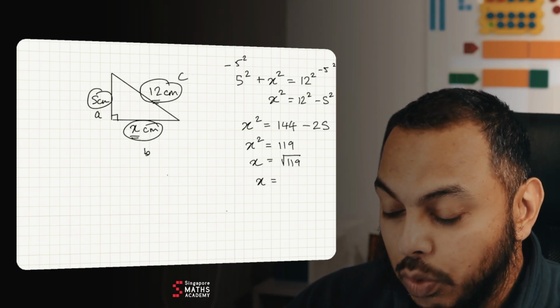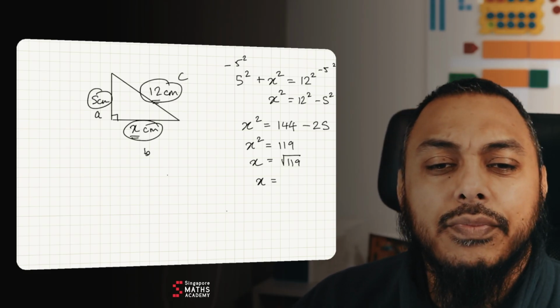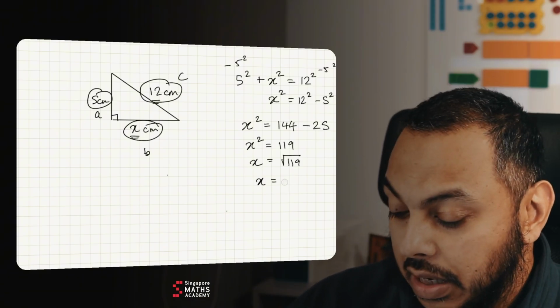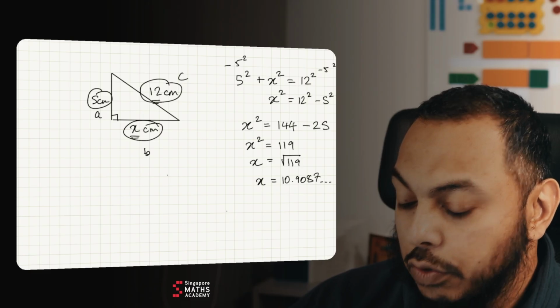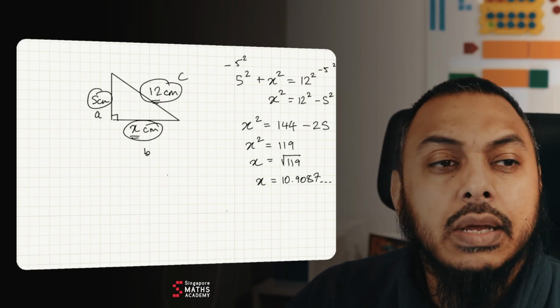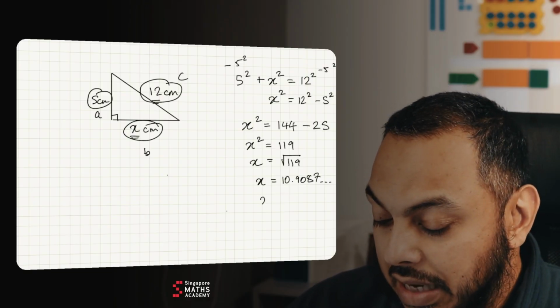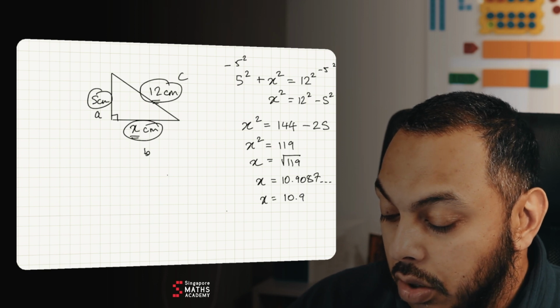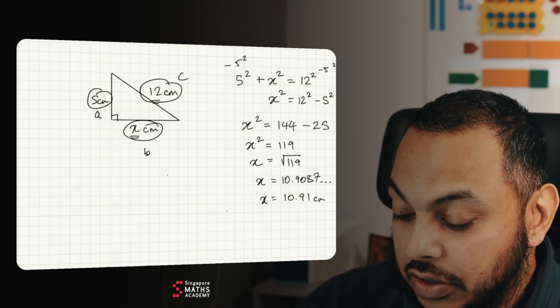And so we can work that out, right? Square root of 119, what's that equal to? Looking at the calculator, it says 10.9087, and it goes on. Now, most questions will require you to use 1 or 2 decimal places. So I'm going to write this down up to 2 decimal places. 10.91 centimeters. X is equal to 10.91.